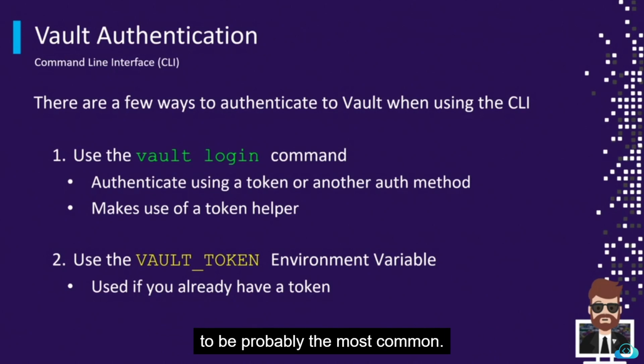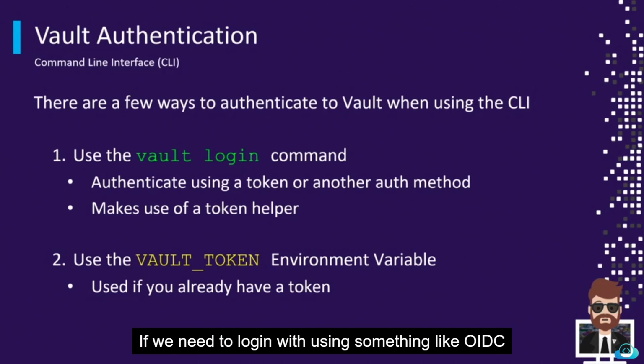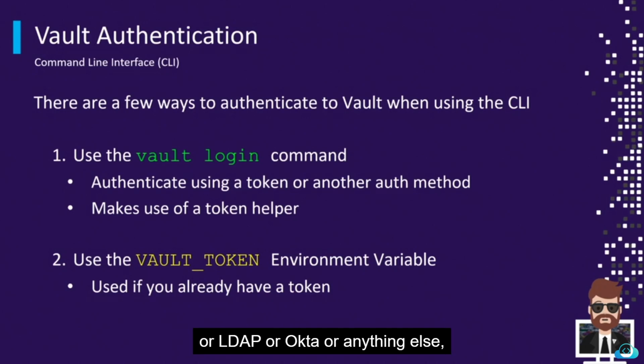Now, the first one is going to be probably the most common. It's the one I use probably the most, if I'm just interacting with Vault directly, is I'll just use the vault login command. Now, this will allow us to authenticate using a token or another auth method. So, for example, if we have a straight up token, we can just say vault login, provide the token, and we're done. If we need to log in using something like OIDC or LDAP or Okta or anything else, we would say vault login, and we would provide the method, and then we provide that data along with it.